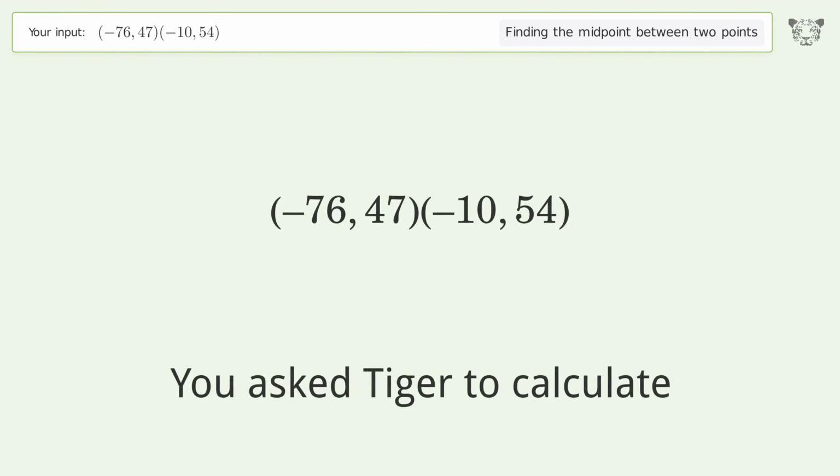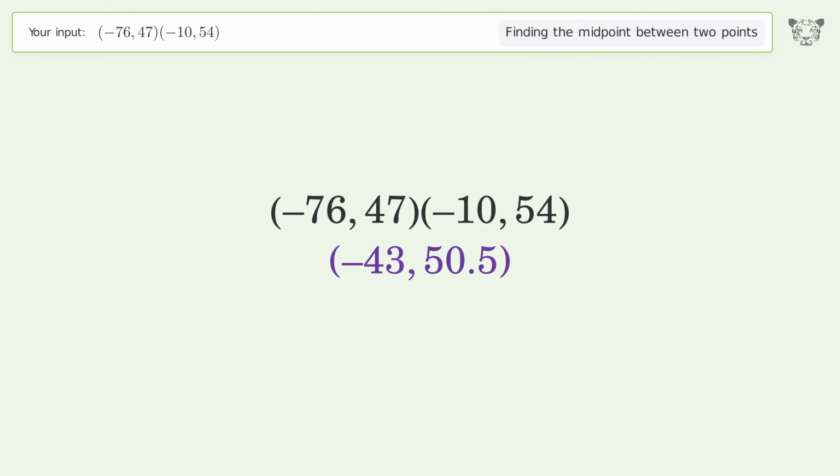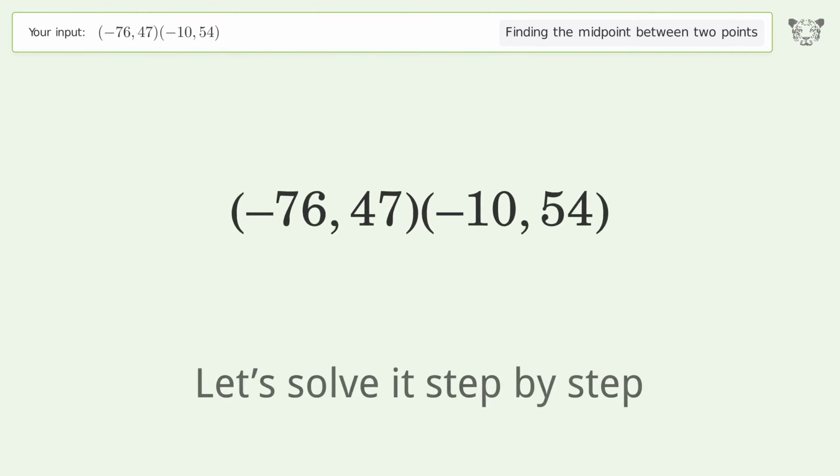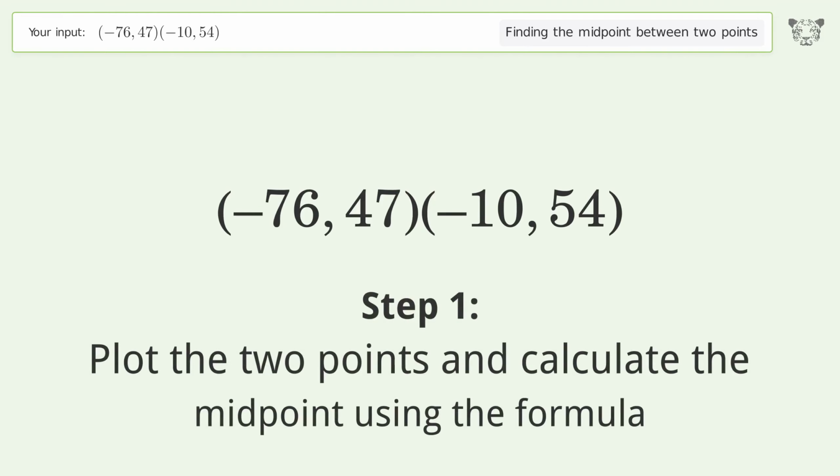You ask Tiger to calculate. This deals with finding the midpoint between 2 points. The midpoint between the 2 points is -43, 50.5. Let's solve it step by step. Plot the 2 points and calculate the midpoint using the formula.